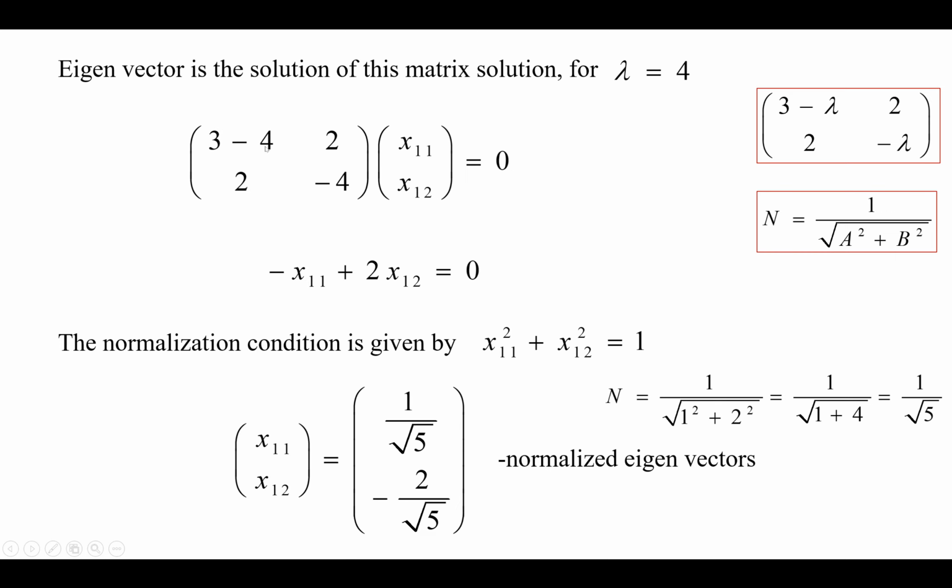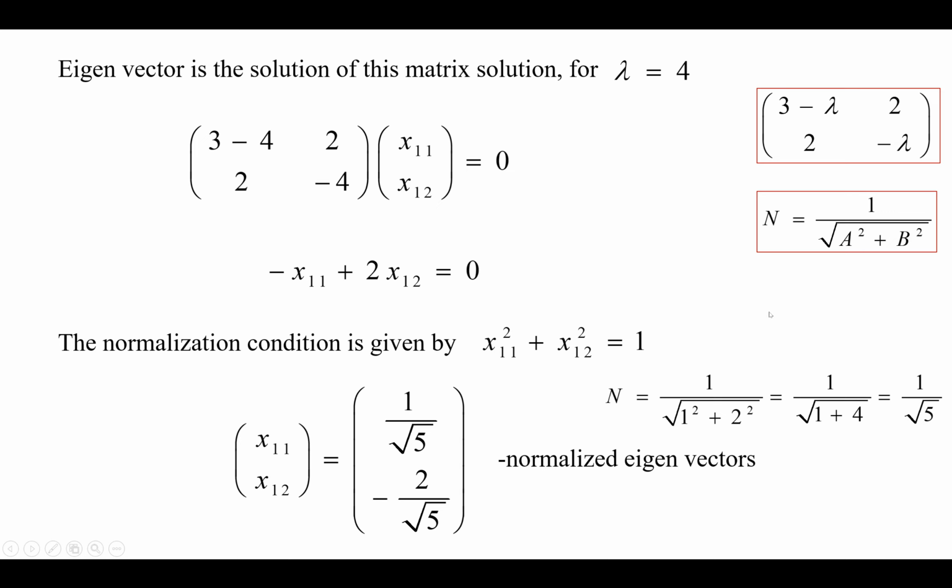So 3 minus lambda, instead of lambda substitute 4. So 3 minus 4, 2, 2 minus 4, in matrix multiplication with x11, x12, which is equal to 0. So 3 minus 4 will give us minus 1. So minus 1 multiplied by x11 will give us minus x11. And of course 2 multiplied by x12 will give us 2x12. So you add these two, that will give us 0.